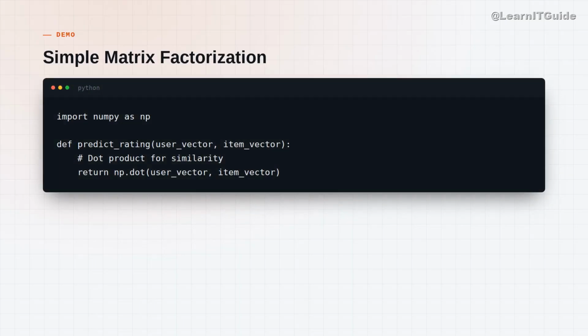At the heart of many recommenders is a simple dot product. On line 6, we calculate the similarity between a user vector and an item vector. In a real system, these vectors have millions of dimensions. If a user likes action movies, their vector will be aligned with the action movie vector. It is simple math, but at scale, it is incredibly powerful.